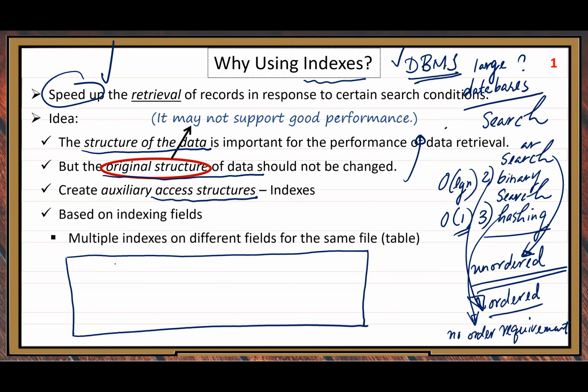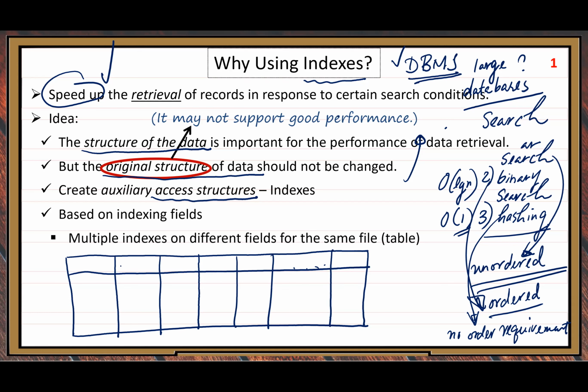In this table, we have multiple fields, right? Field 1, 2, 3, and so on. Let me call field 1 F1, F2, F3, and so on, Fn. Here, indexing is based on an indexing field, and we can have multiple indexes.